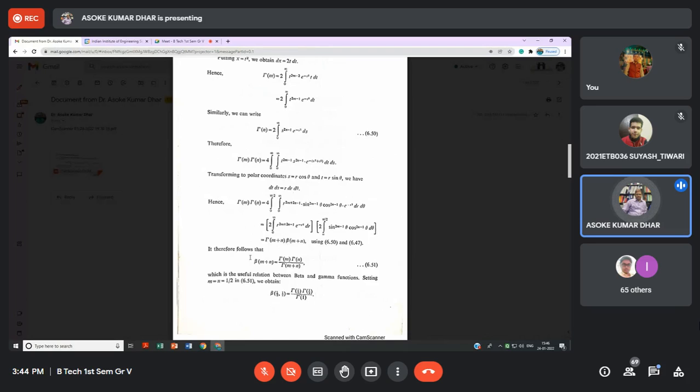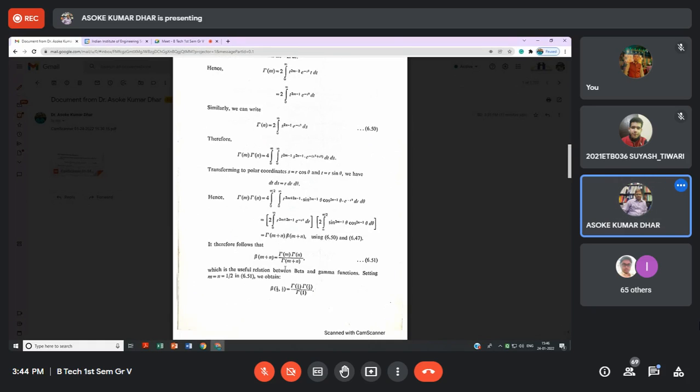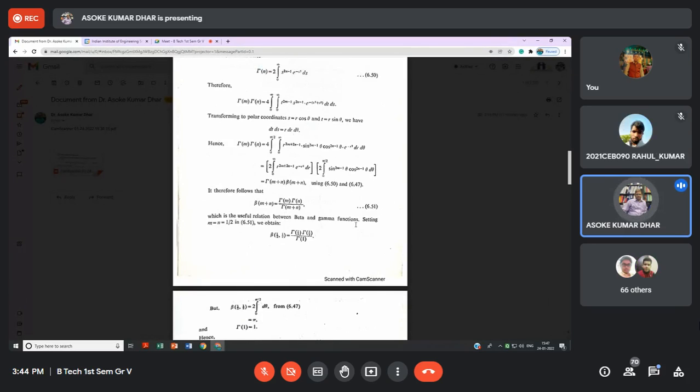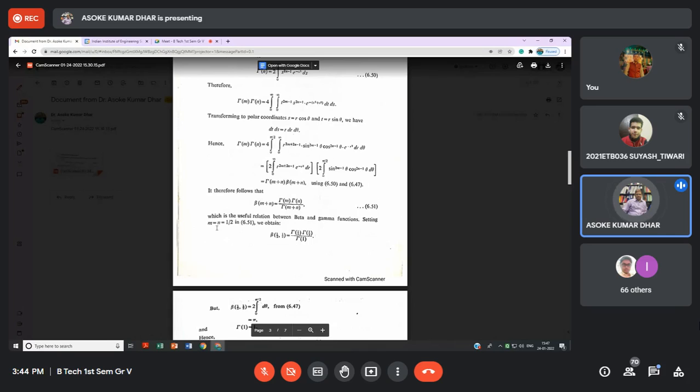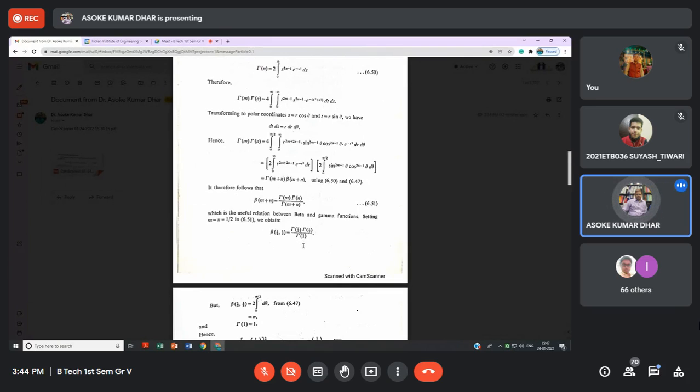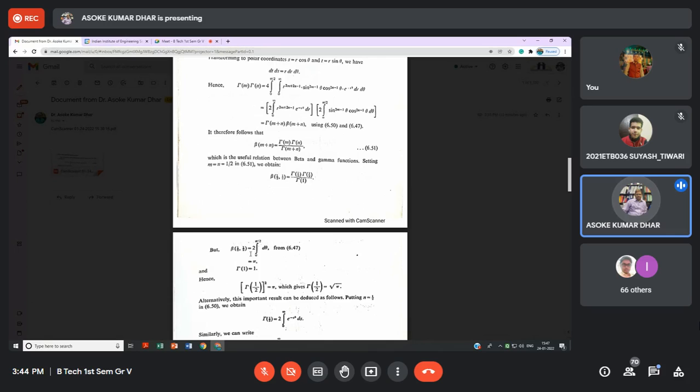So beta m n is equal to gamma m gamma n by gamma m plus n. So this is the relation between beta and gamma. This is a very important relation, which is a useful relation between beta and gamma function. By putting m is equal to n is equal to half, we get beta half half is equal to gamma half gamma half by gamma 1. But gamma 1 is equal to 1.